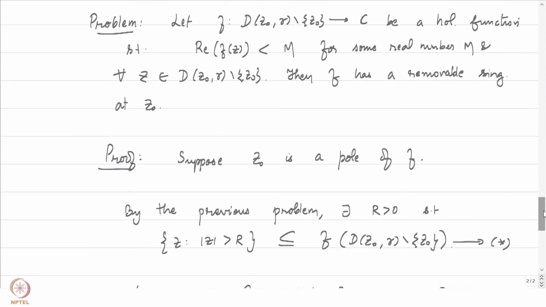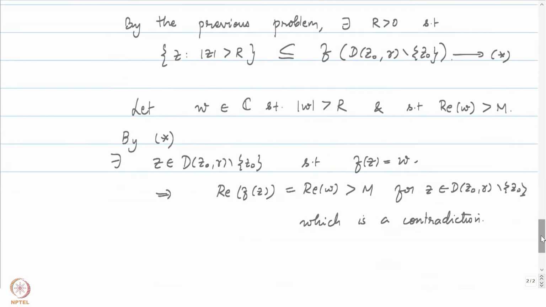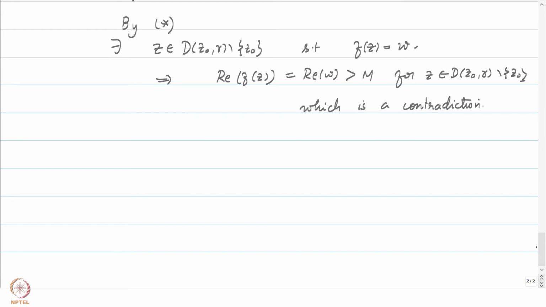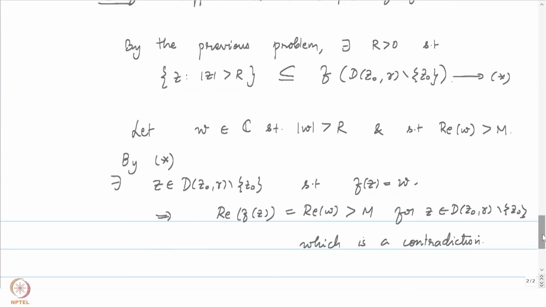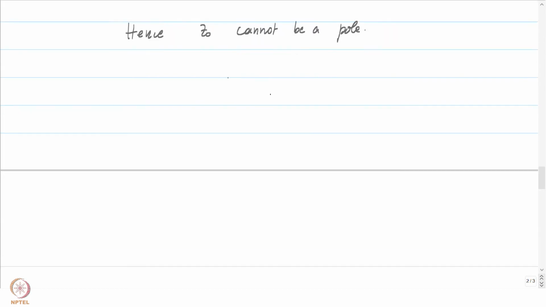Because if you go up and check the hypothesis in the problem, we have put the restriction that for every z in D(z0, R) minus z0, the real part of f(z) is less than M. And we just ensured that this is going to be violated. And therefore, we have ruled out the possibility that z0 is a pole. The contradiction came up because we assumed that z0 is a pole. Let's now rule out the possibility that z0 is an essential singularity. Suppose z0 is an essential singularity. Let's come to some kind of a contradiction.